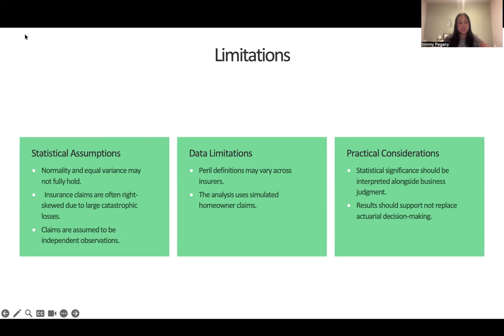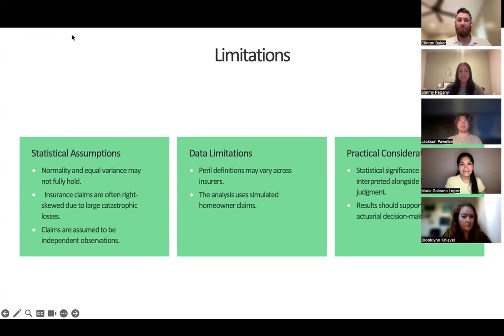Overall, our results show that both the state and the type of peril play an important role in homeowner insurance claims.